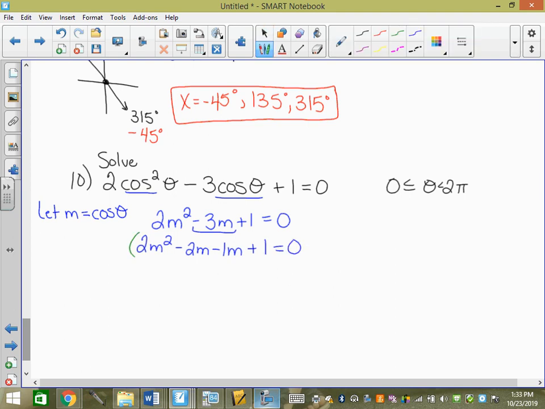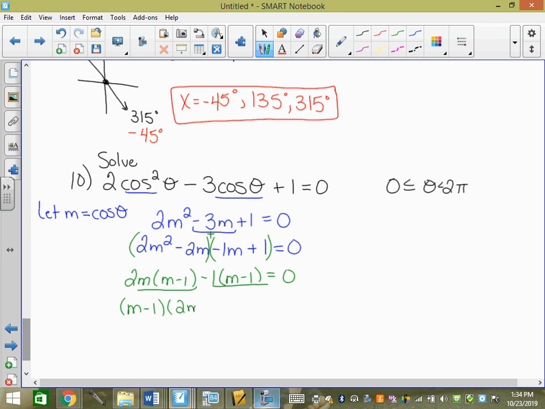Group our front 2. Group our back 2. Put a plus sign in between because we're not multiplying them. That would be foiling. We take out a 2m and we're left with m minus 1. Take out a negative 1 and we're left with m minus 1 equals 0. Then we say, what can we take out of these two terms? An m minus 1. And what's left over?